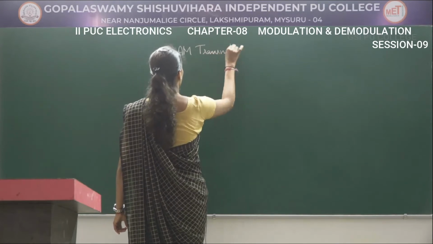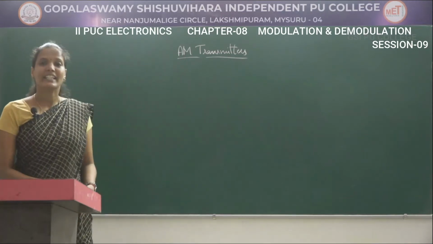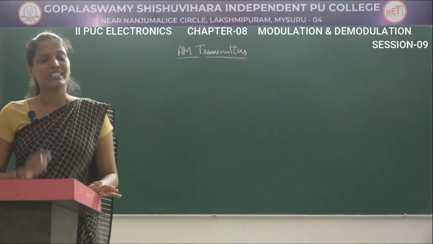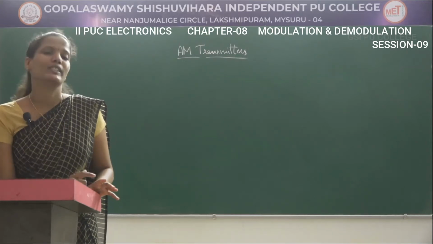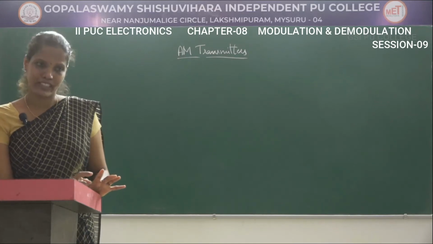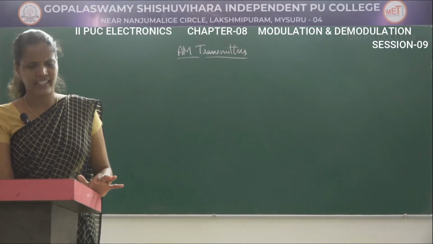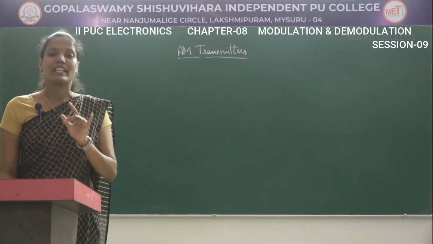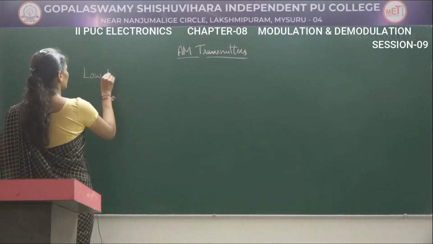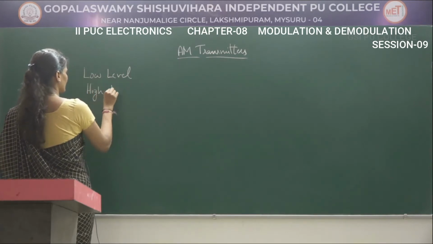So what is this AM transmitter? The transmitters which transmit the AM signals are known as AM transmitters, and these AM transmitters not only undergo the modulation process but also increase the power level of the signal before transmitting the signal to a longer distance. This AM transmitter is broadly classified into two types. One is called low level modulation and the other one is called high level modulation.